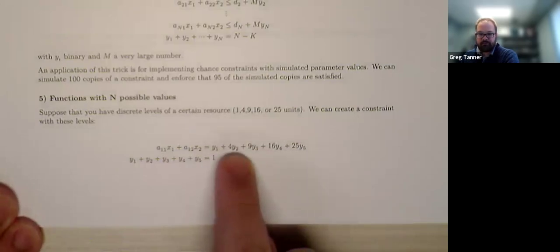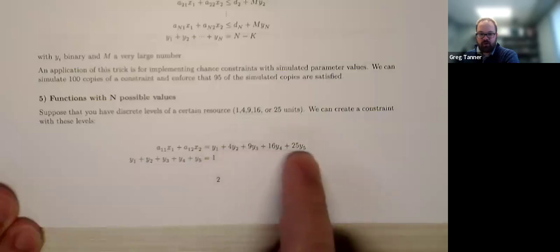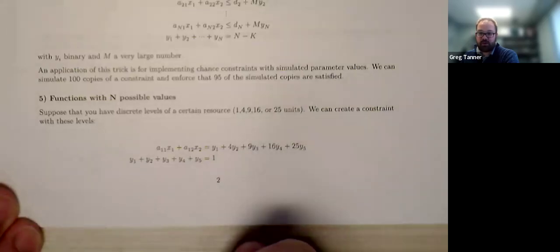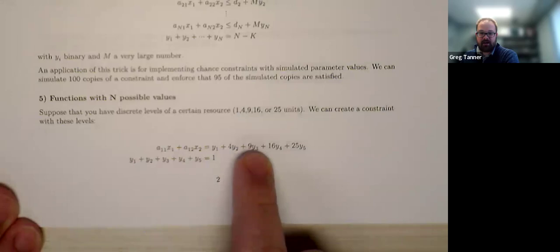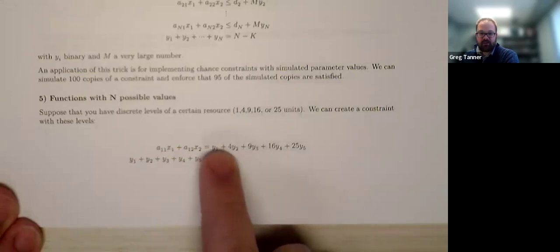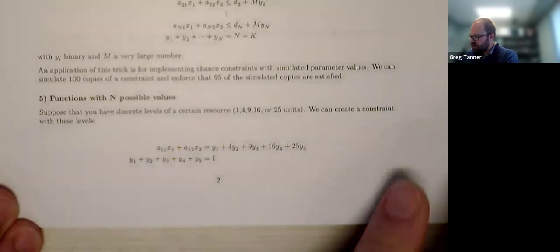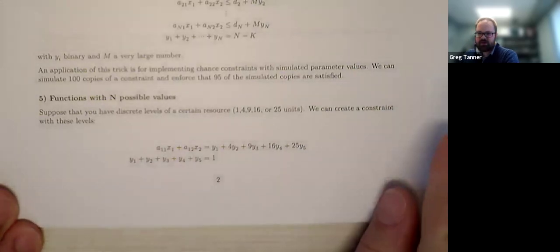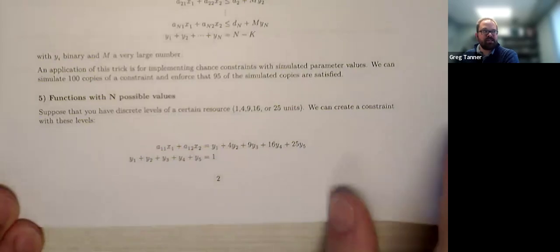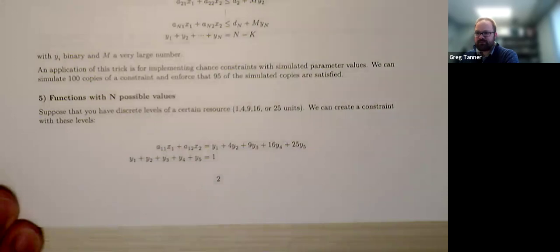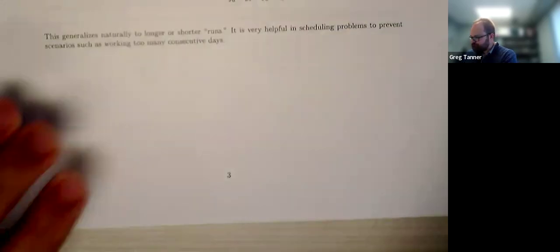And so four of the y's are going to be 0. One of the y's is going to be 1. So if, for example, y3 is 1, then you're going to get 9 on the right-hand side, and all the rest of these are going to be zeroed out. So that's a nice trick where things come in discrete steps, but maybe not evenly spaced.